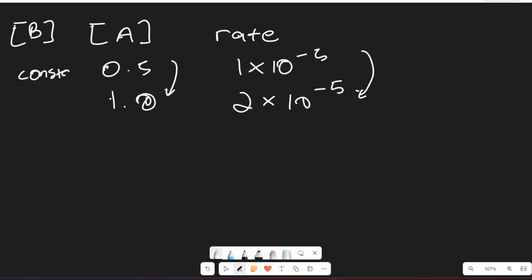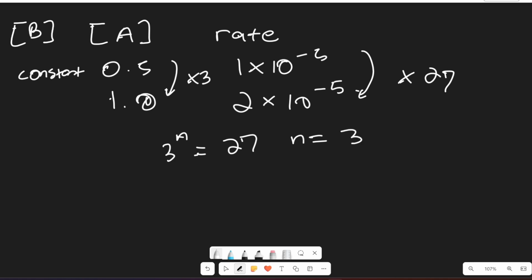So essentially it's going to give you a table. Just look at what's changing from different trials of the experiment, and then determine what is staying constant and what is changing, and how that is affecting the rate. Now if this was multiplied by, let's say, 3, and this was multiplied by, let's say, 27, well then A would be third order, because we would say 3 to the n equals 27, and n is equal to 3. So essentially that would mean that we are at third order.